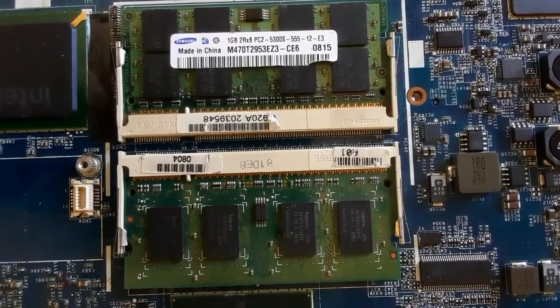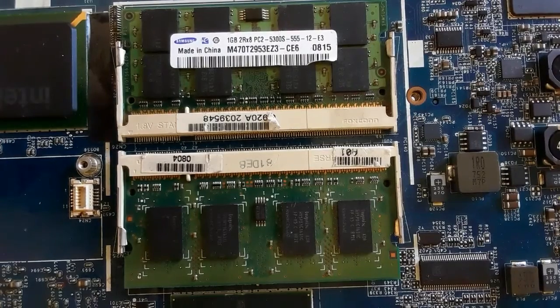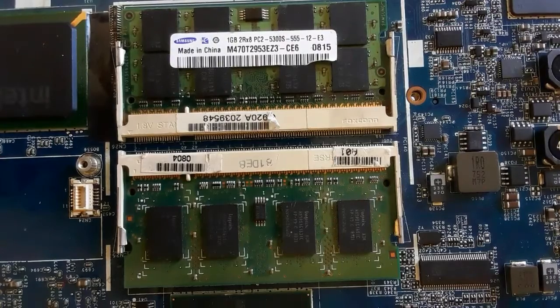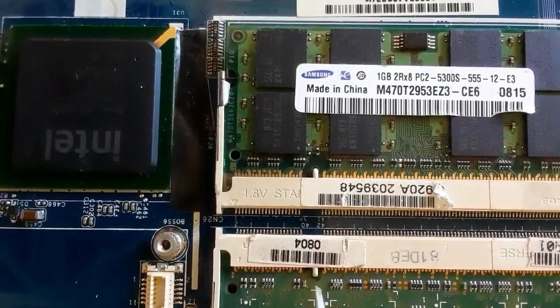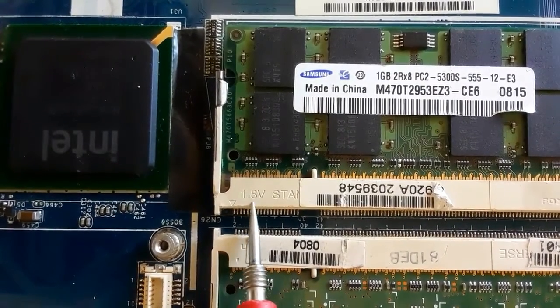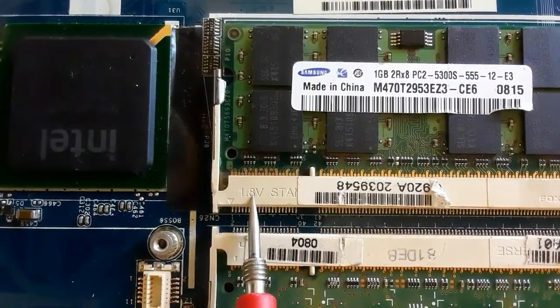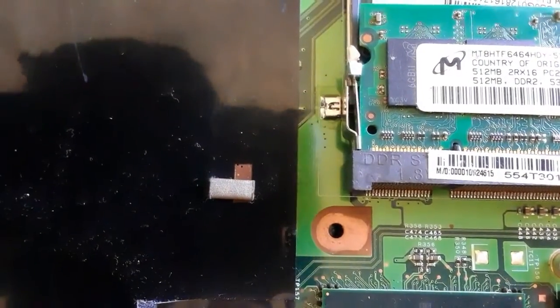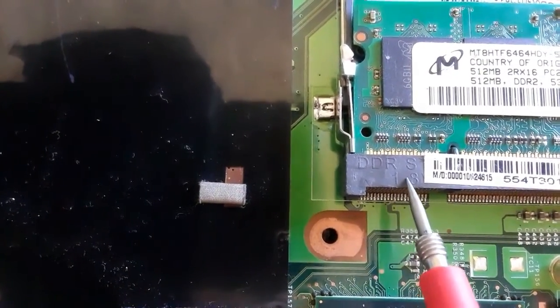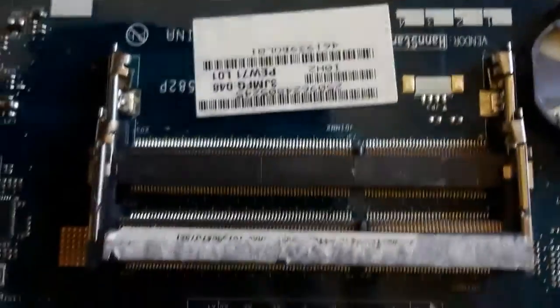So for the RAM to work perfectly, it needs two voltages. A main voltage, 1.8 volt, and 0.9 volt for DDR2. As you can see here, this is the DDR2 slot. Here we have 1.8 volt, as you can see. Okay, 1.8 volt. Okay, so here we have another motherboard with the same type of RAM. We have 1.8 volt also, as you can see.